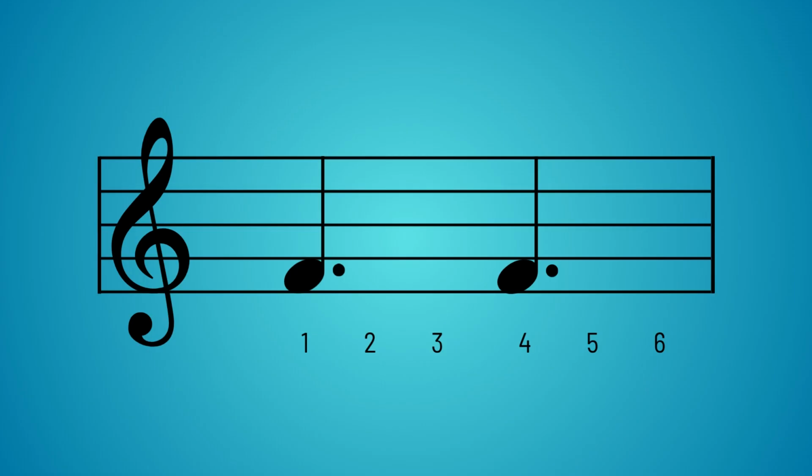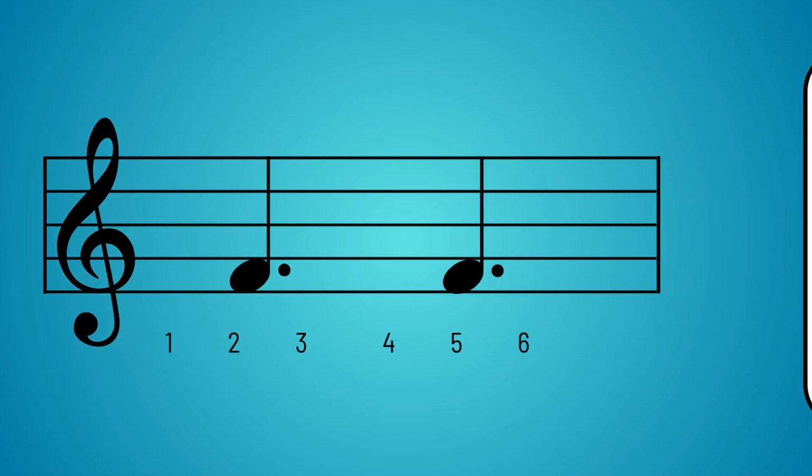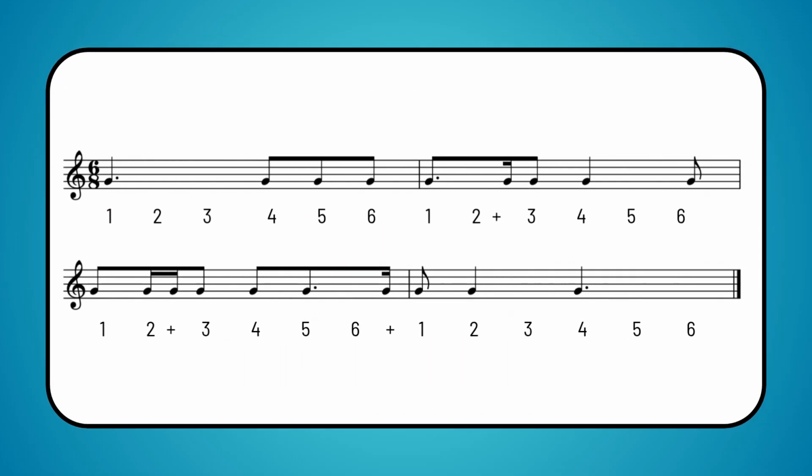A complete measure containing 2 dotted quarter notes would be counted 1, 2, 3, 4, 5, 6. We could also feel those notes as 2 large beats, 1, 2. This is why the dotted quarter note is often treated as the main beat unit when 6/8 is performed or conducted. Let's practice clapping or snapping this rhythm in 6/8 time.